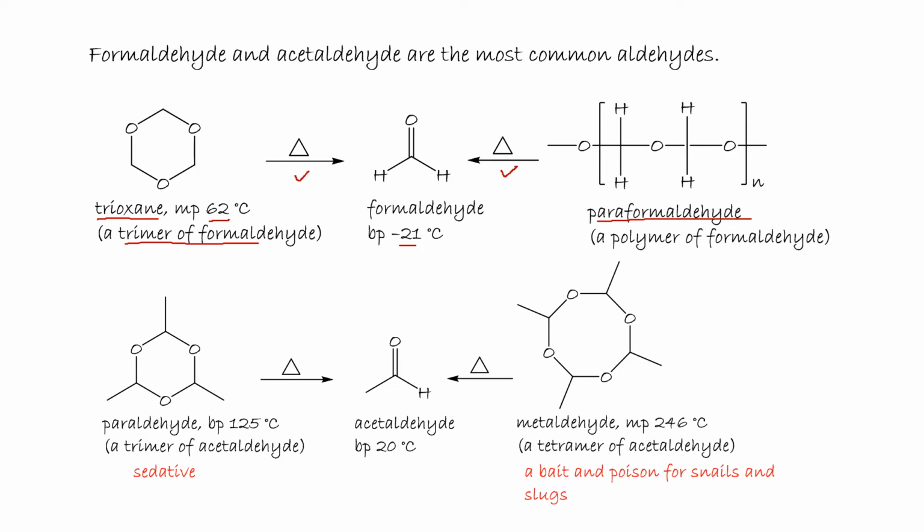Acetaldehyde boiling point 20. To obtain it dry, you can get it from decomposition of paraldehyde, boiling point 125, the trimer of acetaldehyde. They use it as a sedative. Metaldehyde, melting point 246 degrees Celsius, a tetramer of acetaldehyde, is a bait and poison for snails and slugs.